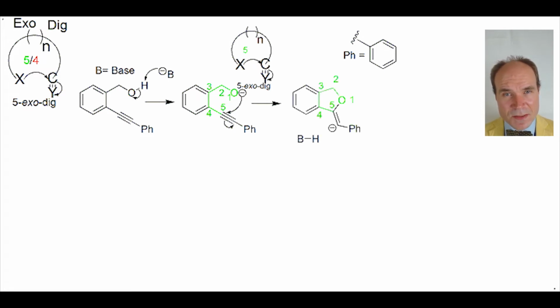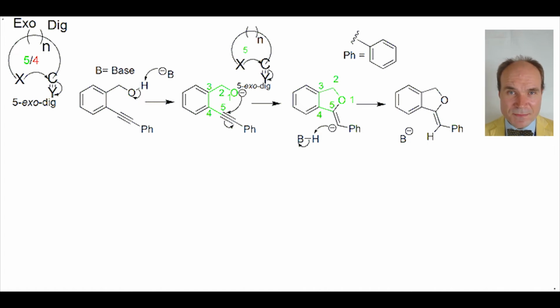The intermediate that's produced has an alkenyl anion. This then attacks the conjugate acid to provide the product, which is a cyclic enol ether. So that's the 5-membered ring process that is favoured.